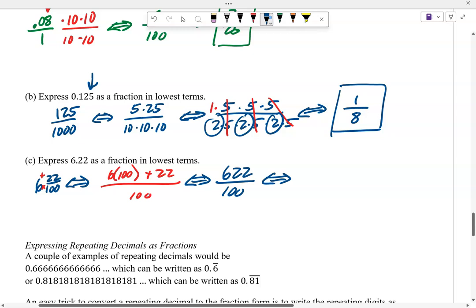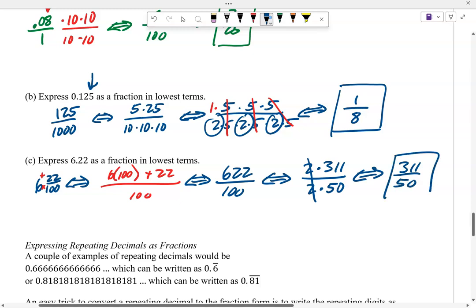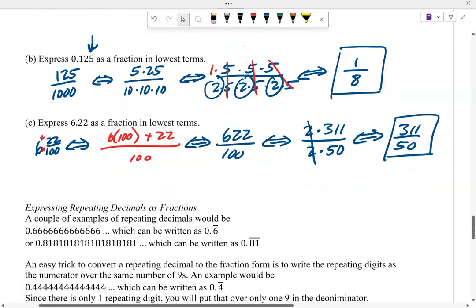So 622, let's see, that's even. So that's 2 times 311. I think I'm done at 311. And then 100, that's 2 times 50. I know I can go further with 50, but I cannot go any further with the 311. So it looks like I'm actually done right there with 311 over 50. All right, let's keep going here.